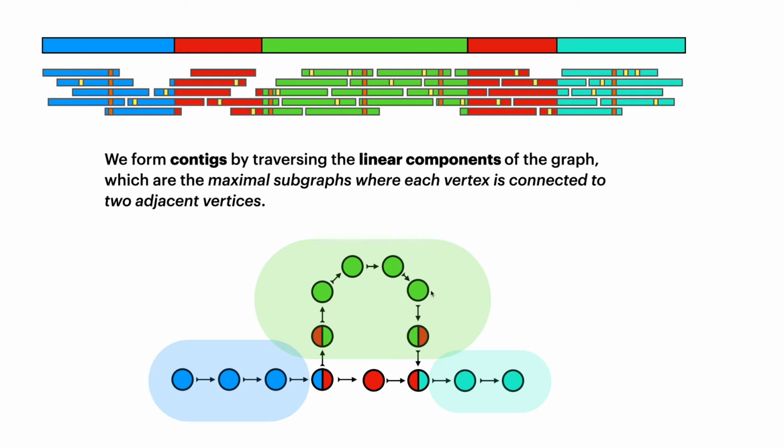For example, here we define the contigs to be the linear components of a graph, which are maximal subgraphs of vertices which are degree 2, meaning vertices that have two adjacent neighbors. So in this example, we would be able to unambiguously reconstruct these three regions, as well as the red region, which is covered by a few reads.